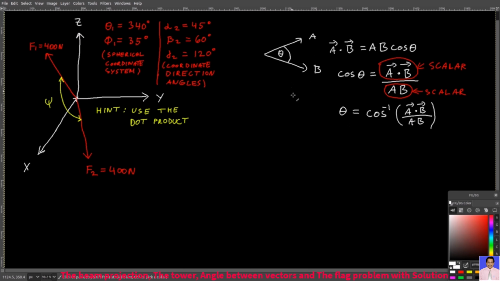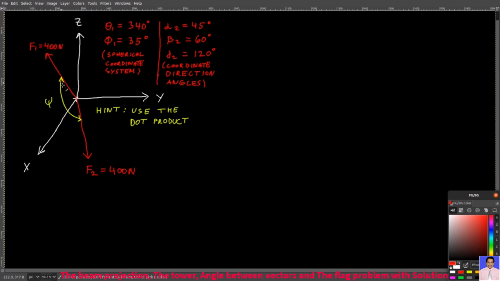Now that's in 2D, but the great thing about dot products is that you can also work with them in 3D. And so this is a three-dimensional problem, but you can still find psi using the same concept. So let's first decompose our F1 and F2 vectors.